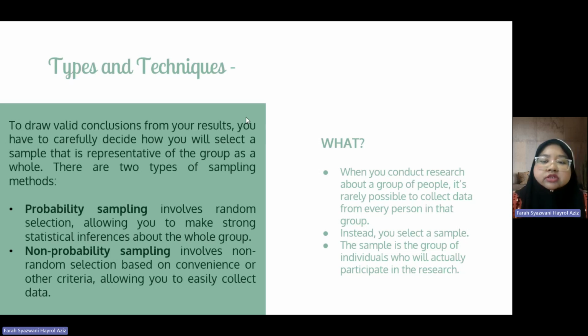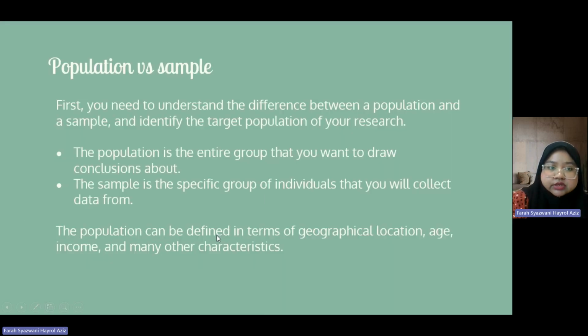When you conduct research about a group of people, it's rarely possible to collect data from every person in that group. So instead, you select a sample. The sample is the group of individuals who will actually participate in the research. First, you need to understand the difference between a population and a sample and identify the target population of your research. The population is the entire group that you want to draw conclusions about. The sample is a specific group of individuals that you will collect data from.